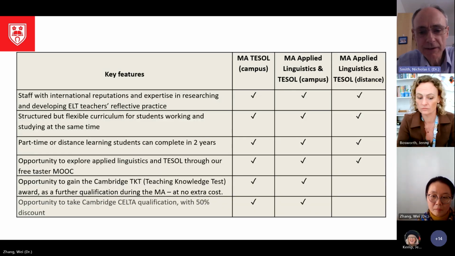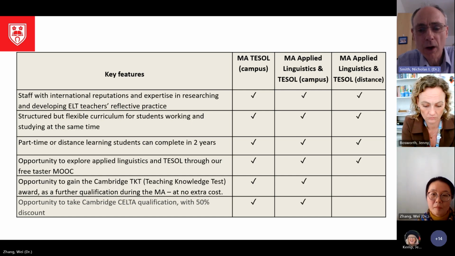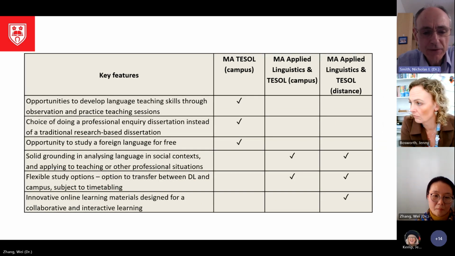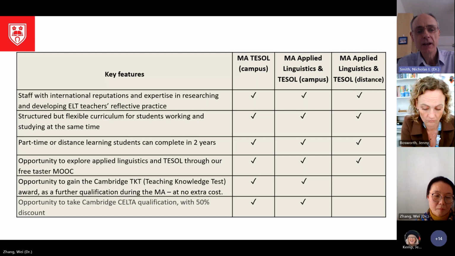This and the next slide give you an overview of the key features of our programs. We've got 3 programs, 2 on campus and 1 distance learning. Perhaps people could just say in the chat or put a thumbs up if they're thinking of doing one of these 3 programs. I'll just pick out some highlights.